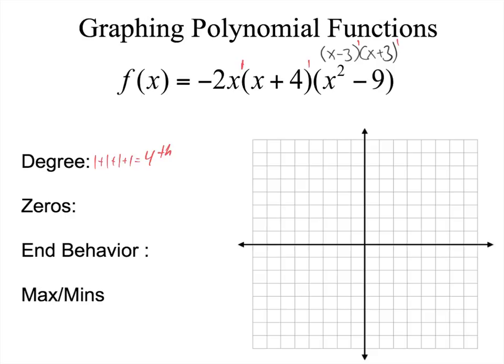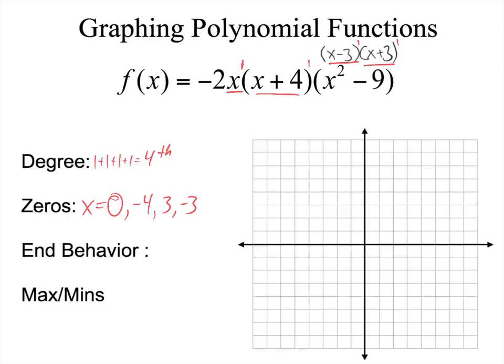My zeros are going to be, well, what makes that 0? What makes x 0? Since x is by itself, what makes x 0? It's 0. If you plug 0 in, it would be 0. So what makes this 0? There's my second 0. Well, wouldn't negative 4 make that 0? What makes this 0? Wouldn't that be positive 3? And what makes this 0? Negative 3.